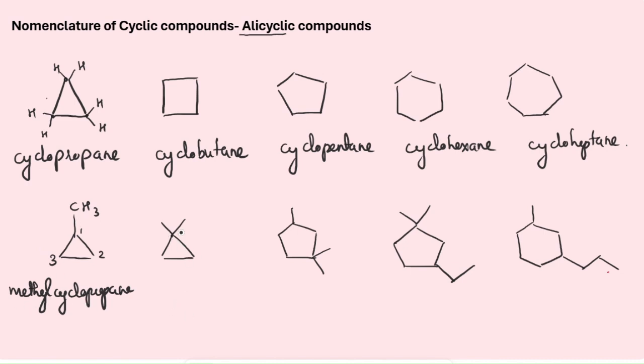Now, look at this. On the same carbon, there are 2 methyl groups. Therefore, it's better to write the position: 1,1-dimethylcyclopropane.